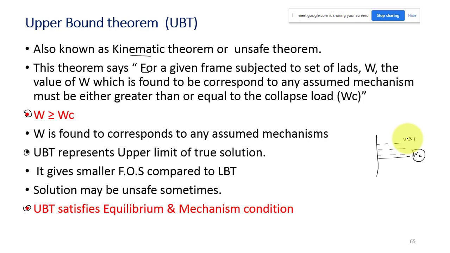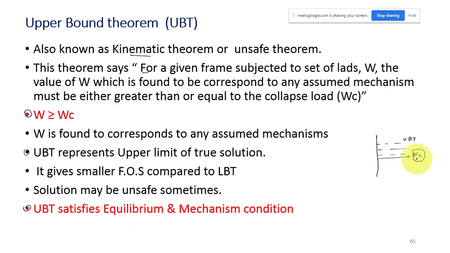That means you are going to an unsafe side. You are going to the unsafe side as per this theorem. That is why this will give you a lower factor of safety compared to your lower bound solution. And also you can say the solution may be unsafe sometimes.